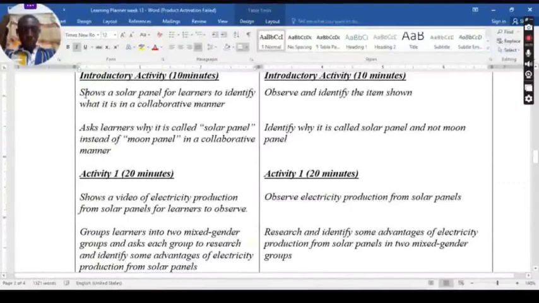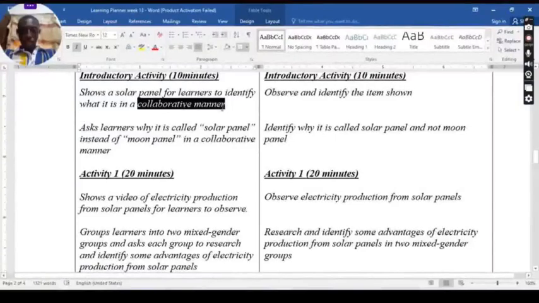So you create something, do something, write something, an activity, that focuses their mind on the topic. The topic is about solar panels, generation of electricity from solar panels. So let's look at my introductory activity here. It shows, that means the teacher shows, a solar panel for learners to identify what it is in a collaborative manner.